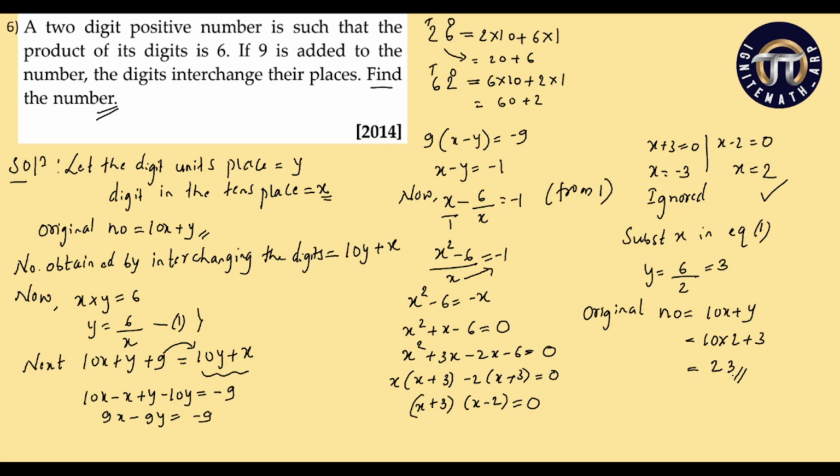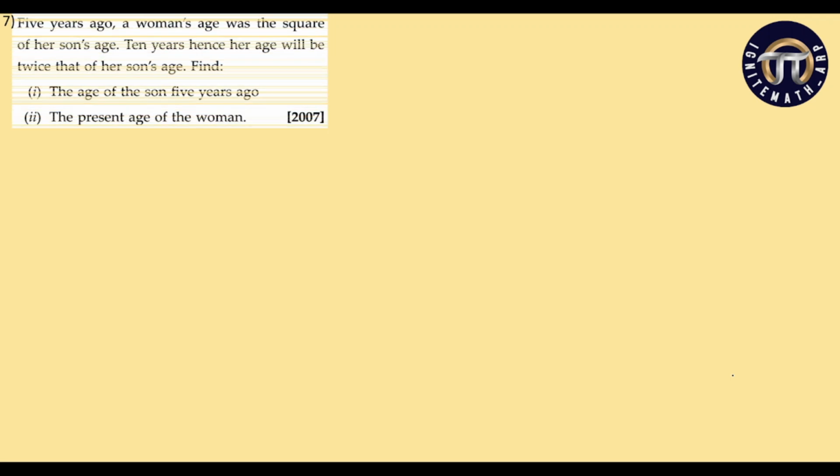Now let me take the next question. It is based upon ages, right? So it is an age related question. The question says that 5 years ago, a woman's age was the square of her son's age. 10 years hence, her age will be twice that of her son's age. And you are asked to find out the age of the son 5 years ago and the present age of the woman. See, this question appeared in 2007.